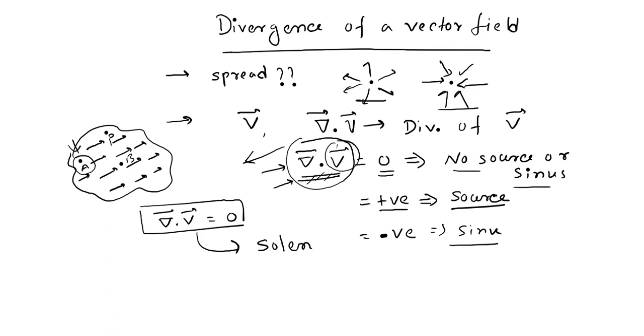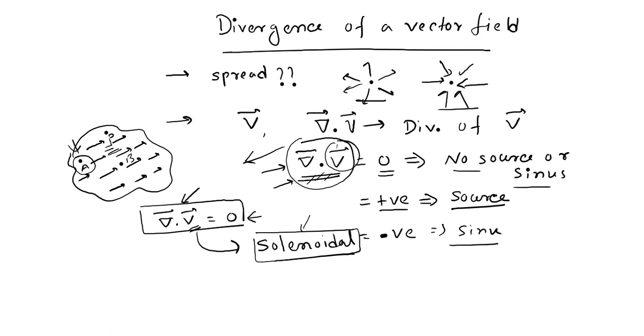Solenoidal. What does it mean? If at a particular point the divergence result is 0, then we say that at that point this vector field is known as the solenoidal vector field.